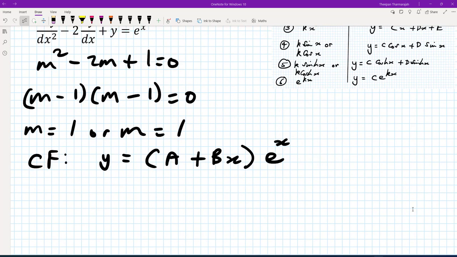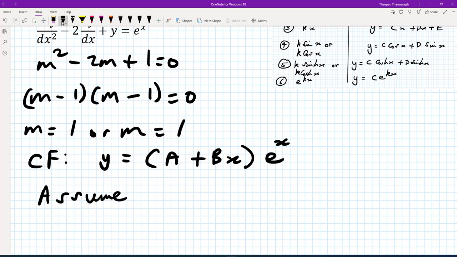So the issue we have in this problem is that the complementary function contains a times e to the x, and it also contains a constant b times x e to the x. So we can't use any of them as our particular integral. So what we have to do is to multiply x e to the x by another x, which implies that we're going to assume that our particular integral will be as follows.